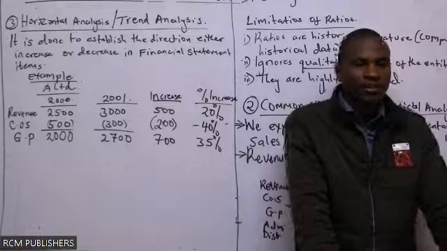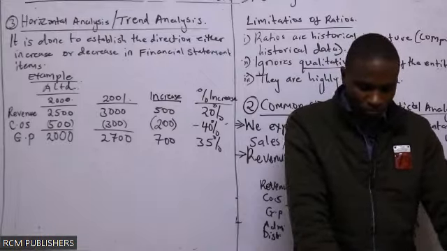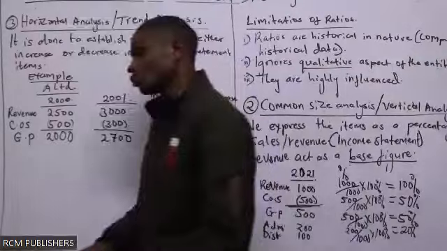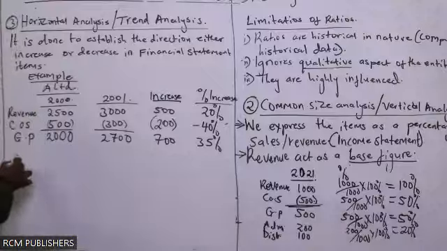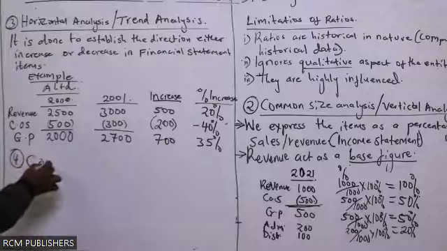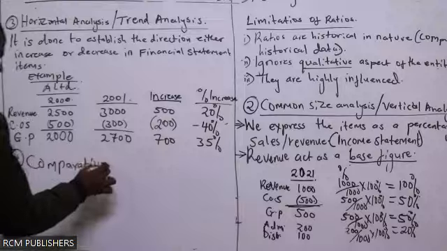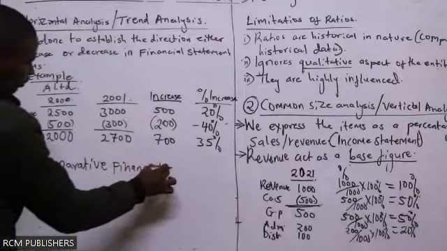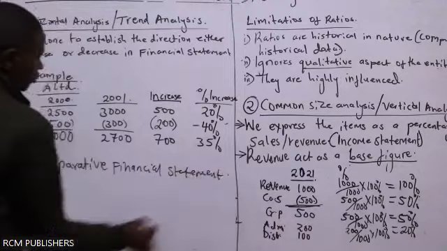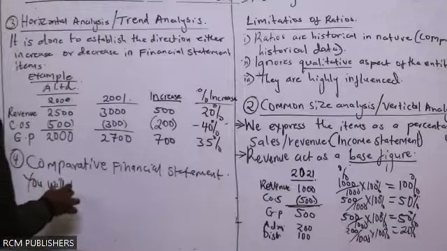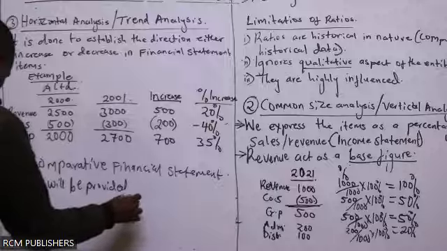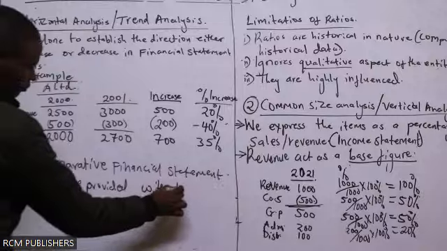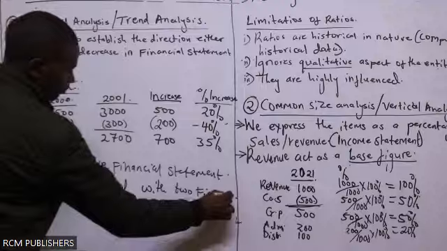That is very good. That reminds me of a question that we need to tackle today. There's a third one, and a fourth one. This fourth one is not that common: comparative financial statements. For this one, you will be provided with two financial statements to compare.